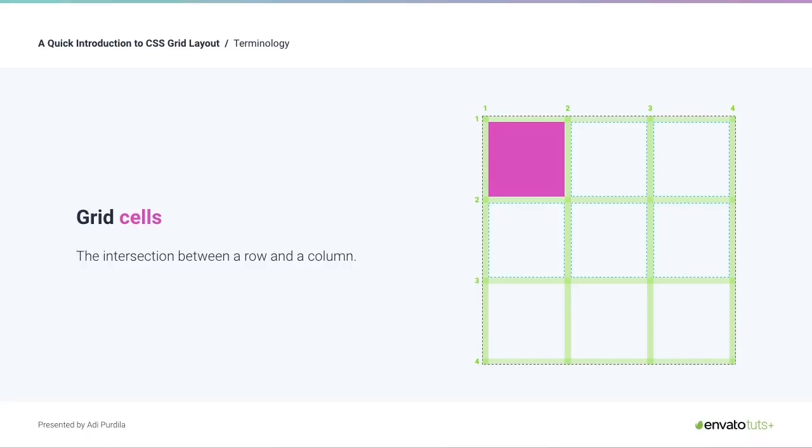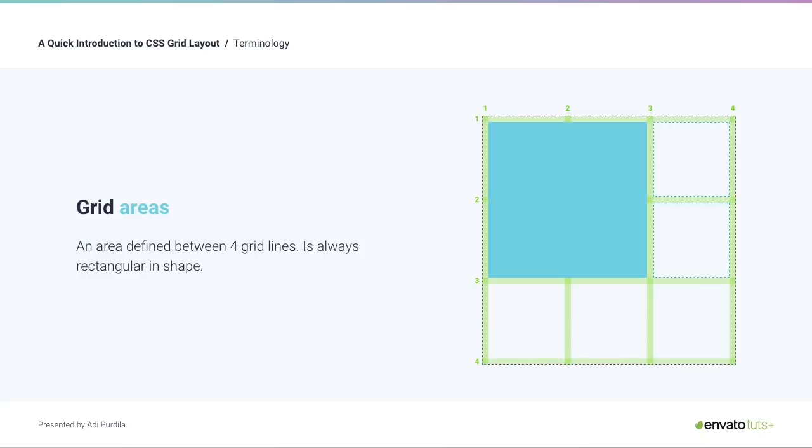A grid cell is the intersection between a grid row and a grid column. It's basically one unit of the grid. And then finally we have grid area. This is an area defined between 4 grid lines. A grid area has at least one cell and is always rectangular in shape. So it can be a square or a rectangle, but never a wonky shape like an L or something along those lines. It doesn't work like that.